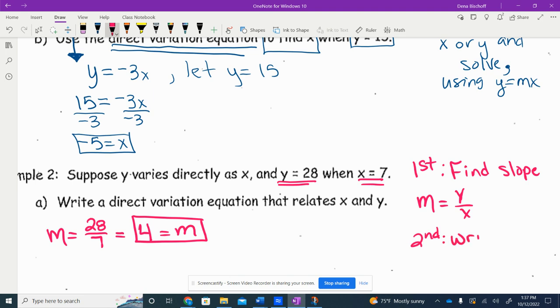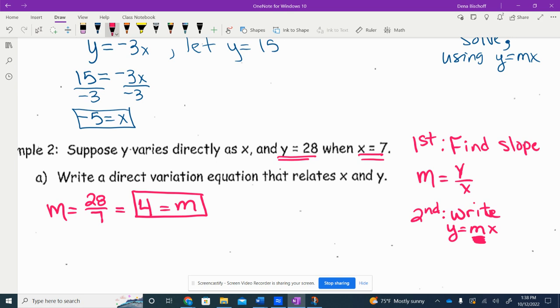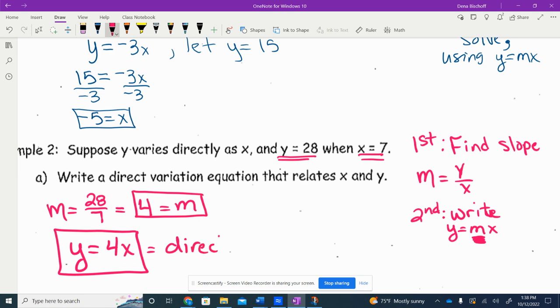Second, we're going to write y equals mx equation, but we're replacing the m with what we just discovered. So what is our direct variation equation here? Y equals 4x. So y equals 4x is the direct variation equation. I know that this is going to cross the y-axis at 0 or pass through the origin, and I know that it has a slope of 4. That's what I know about this. Okay?